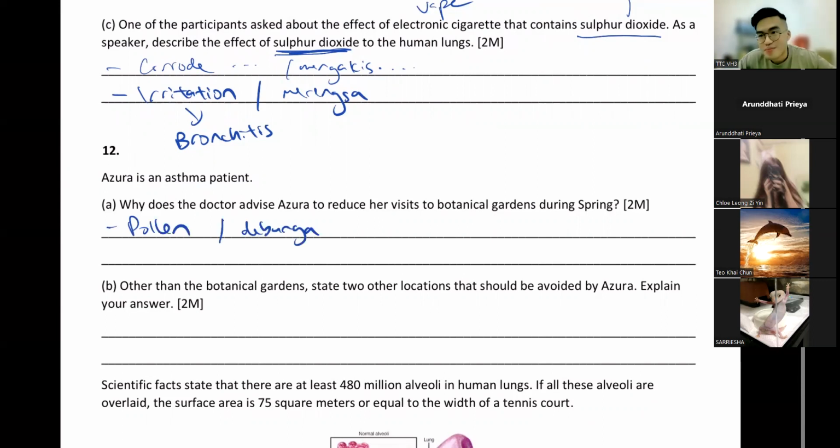It has pollen. So what? It will cause, when your asthma suddenly comes out, what is it called? Not allergy. It's called asthma attack. Okay, menyebabkan serangan asma. Guys, don't confuse asthma and asthma attack. Asthma is a long-term thing. Asthma attack is like a one-time thing. It's like you have heart disease. Heart disease is long-term. But when you have a heart attack, it's one time.